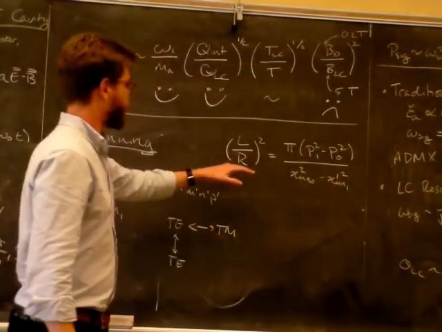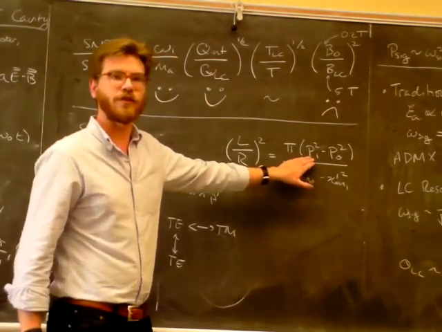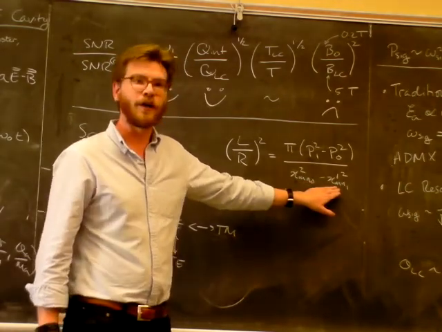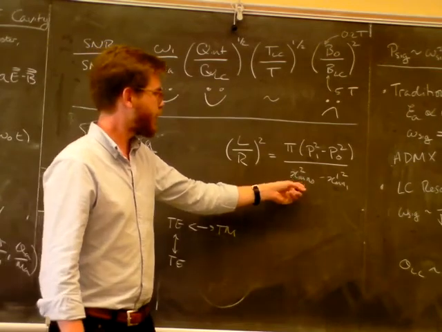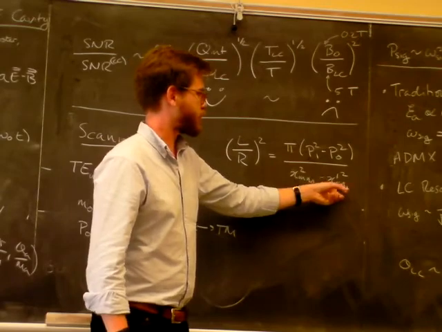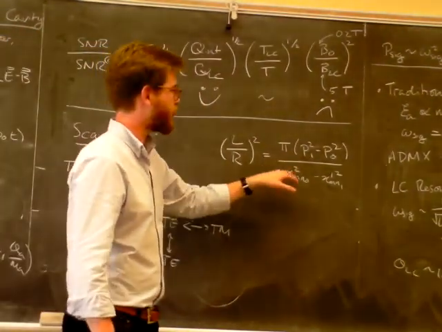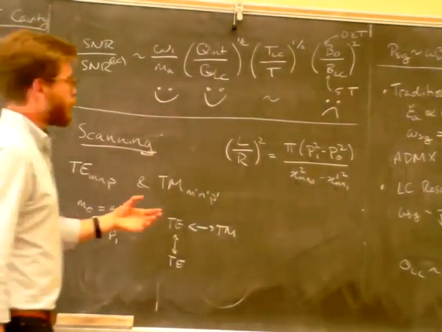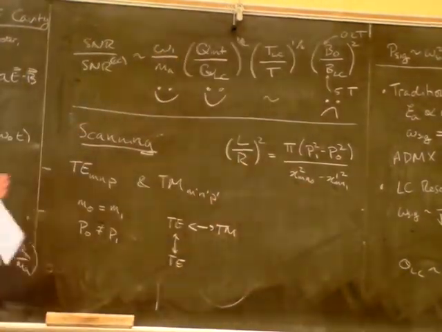So here I'm doing TE to TM transitions. These are the longitudinal indices P1 and P0. These quantities x_mn and x'_mn are the zeros of the Bessel function. So this is a zero of the regular Bessel function mn, and this is a zero of the radial derivative of the Bessel function mn1. Okay, if I were doing TE to TE transitions, it would just be x'_mn0 minus x'_mn1.